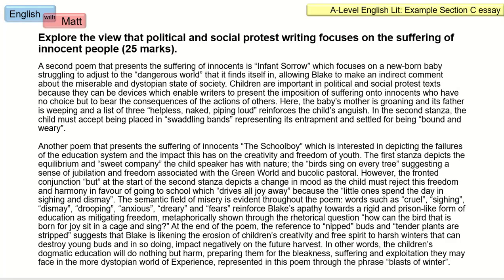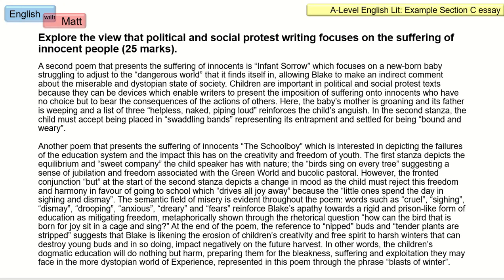child must reject this freedom and harmony in favour of going to school, which drives all joy away, because the little ones spend the day in sighing and dismay. The semantic field of misery is evident throughout the poem. Words such as cruel, sighing, dismay, drooping, anxious, dreary, and fears reinforce Blake's apathy towards a rigid and prison-like form of education as mitigating freedom, metaphorically shown through the rhetorical question, how can the bird that is born for joy sit in a cage and sing?